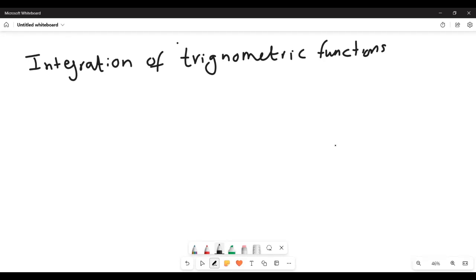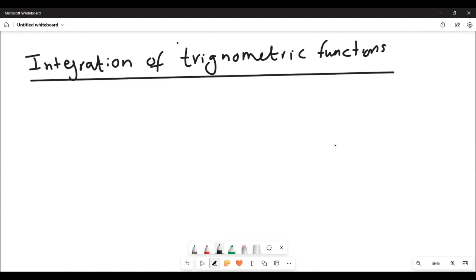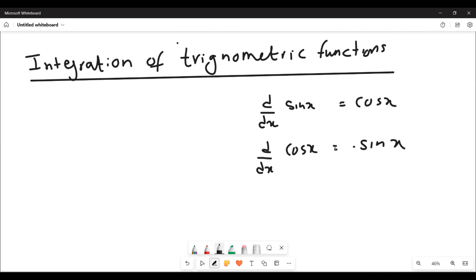All right. So before we discuss integration of trigonometric functions, let's revise differentiation of trigonometric functions. So from the last chapter, we know that the derivative of sine x is cos x. Derivative of cos x is minus sine x. And derivative of tan x is secant square x.